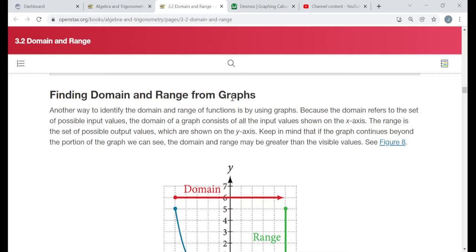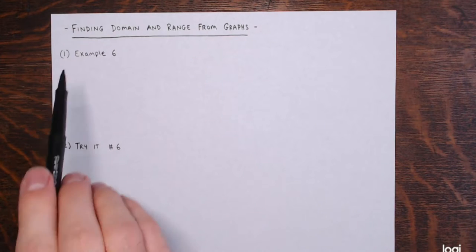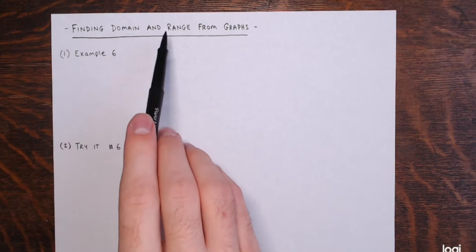Everything I'm doing in this video is either going to be an example taken directly from the reading, or one of the try it problems throughout the reading, or one of the exercises at the end of the section related to this particular objective. So you see I just got these written out. Again, finding the domain and the range from graphs.